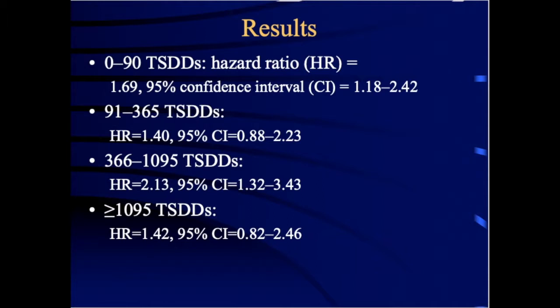So the results say that in the total standardized daily dose, from 0 to 90, a hazard ratio was 1.69, and 95% confidence interval was 1.18 to 2.42. Well, that makes sense. Let's look at the next one, though. It says a total standardized daily dose of 91 to 365, hazard ratio of 1.40, 95% confidence interval of 0.88 to 2.23. Well, wait a minute. That is not statistically different, right? Our hazard ratio and our 95% confidence interval includes 1, so that we know that the intervention group and the treatment group are not different.